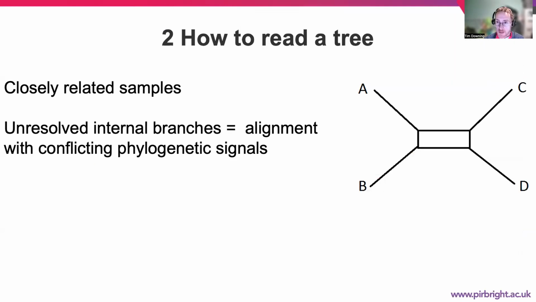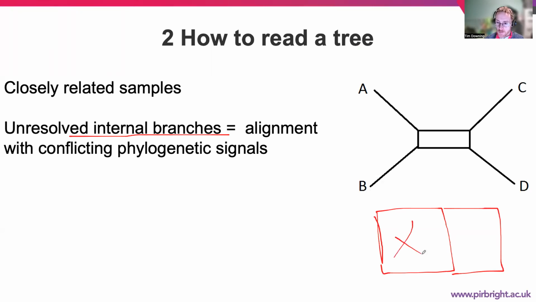Also effective for representing diversity are networks. They can represent these unresolved internal branches where we have, say, across A, B, C, D here, differences across the alignment. So there might be a portion of the alignment where A and C are more similar to each other, but then another portion of the alignment where A and B are more similar to each other. And vice versa, C and D might be more similar to each other at the start, but then A and C might be more similar down here, and vice versa for B and D.